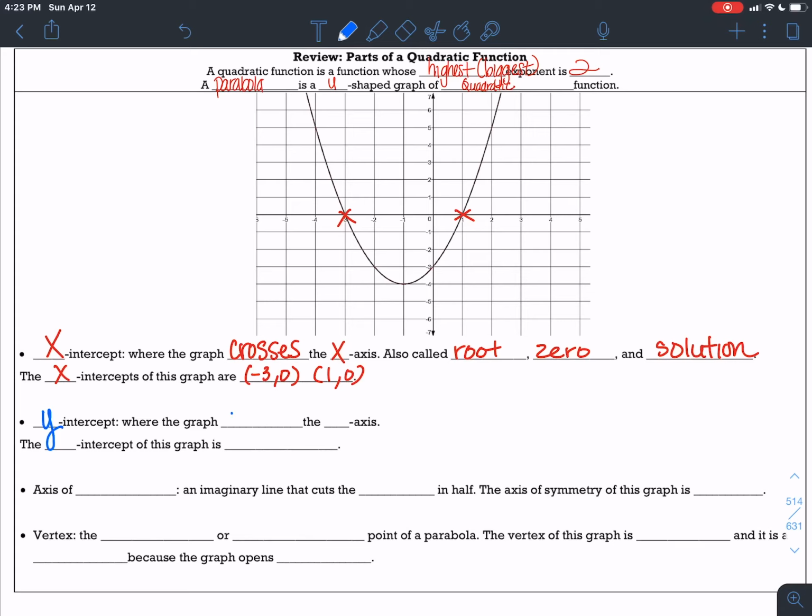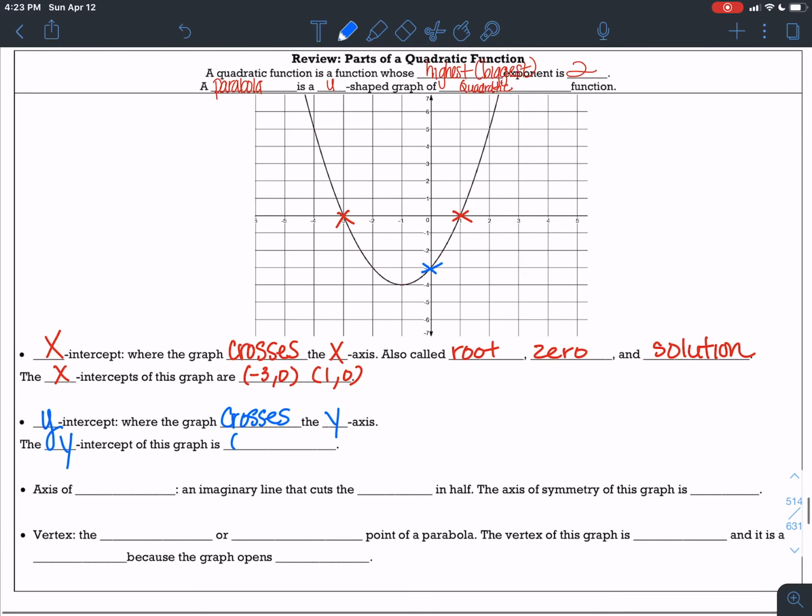Y-intercepts are where the graph crosses or touches the y-axis. The y-intercept of this graph is right there at 0, -3. So if they asked me, what are your roots? I would say -3, 1. If they asked me, what is the minimum? 0, -3 or -3, because my y values are associated with up and down.